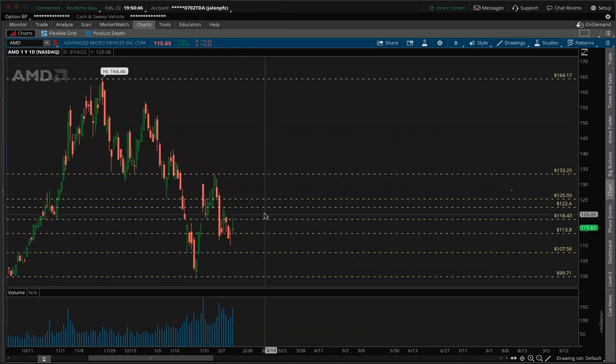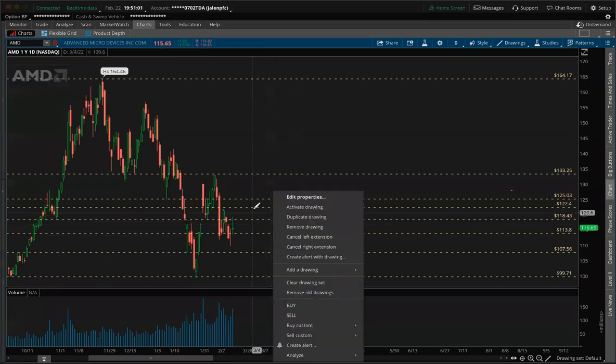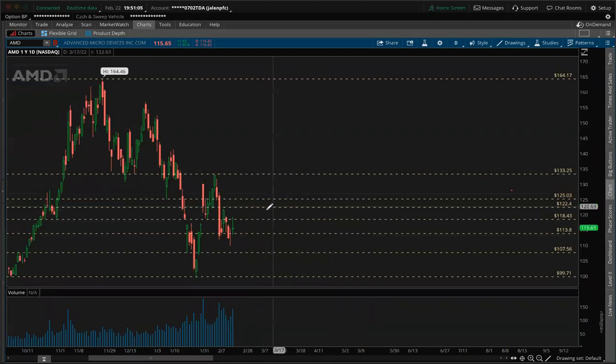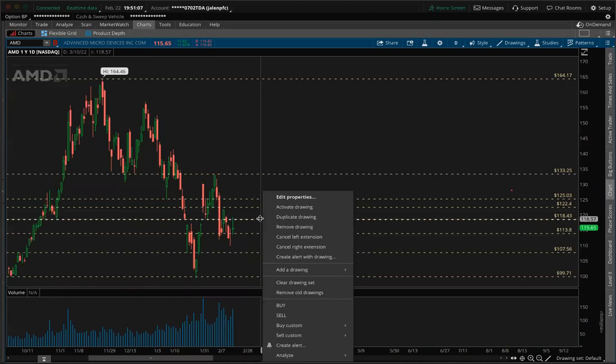Okay. So for this particular setup, you could set alerts on TD Ameritrade. That's what I'm going to go over and teach you. That's why I like TD Ameritrade. I don't know if TradingView does it, probably does, but I will literally just go here and right click the level that I want to take.